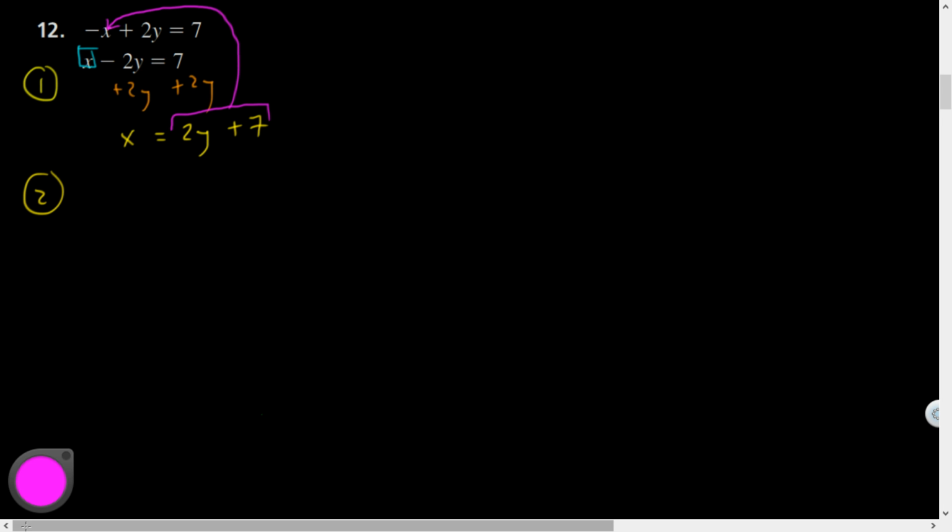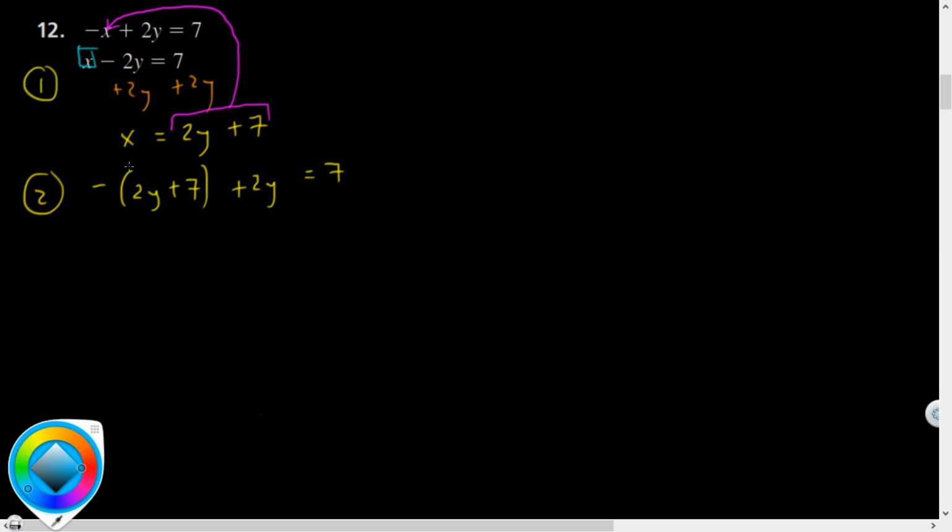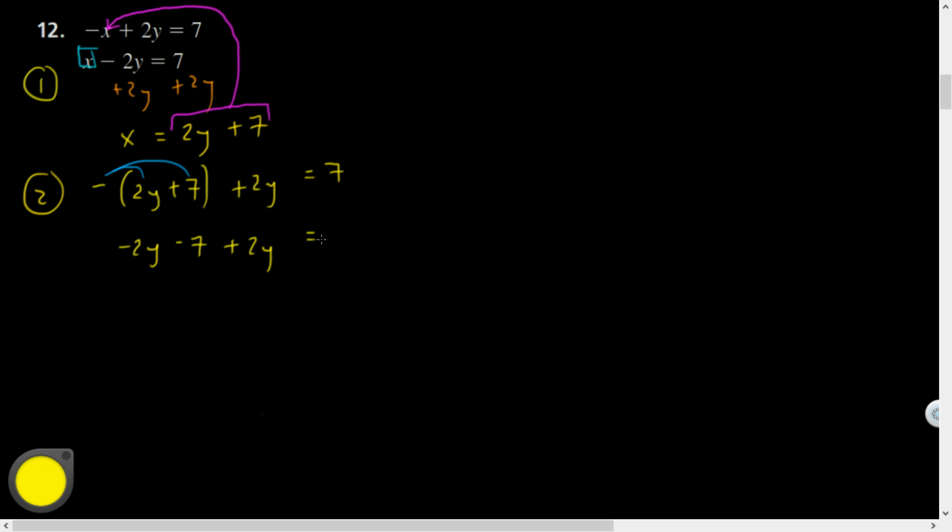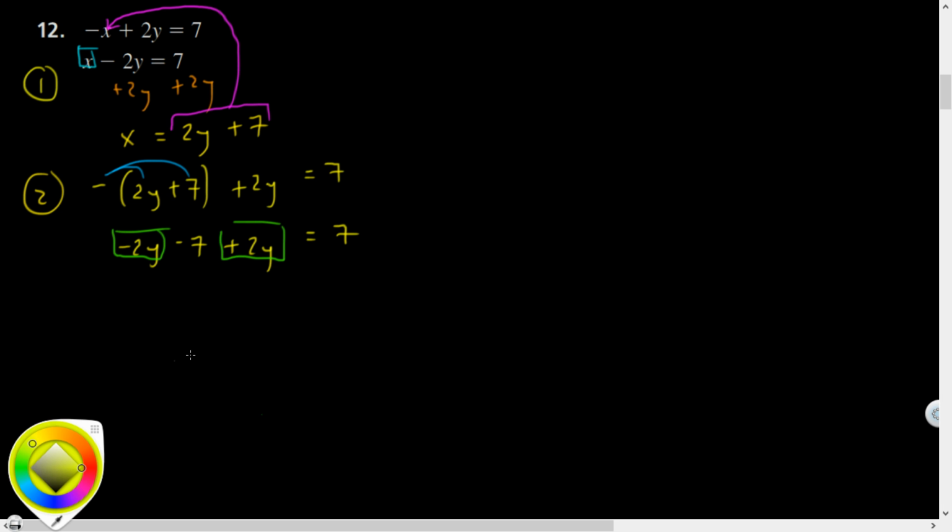All right, so I'm going to plug that in for x. Now notice that's the opposite of x, so it's going to be the opposite of this entire expression. Make sure you use parentheses, like so. And then I could do some distributing, and that's going to just opposite both of those. So that's negative 2y minus 7 plus 2y equals 7. And when I combine like terms, notice, oh dear, my y's cancel each other out, and I end up with negative 7 equals 7.